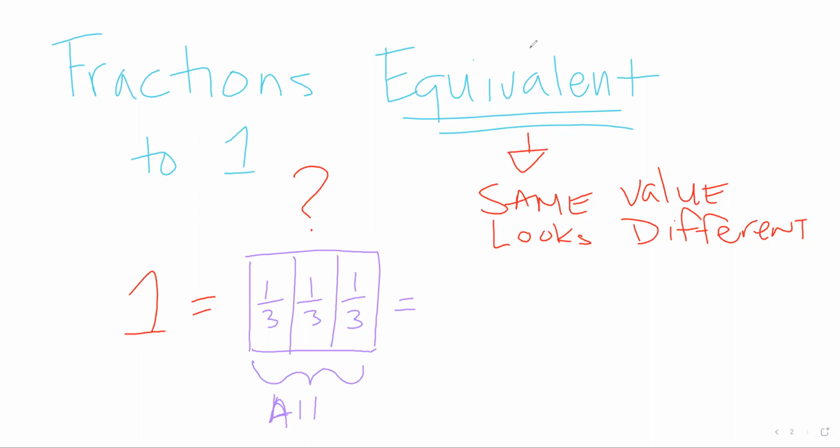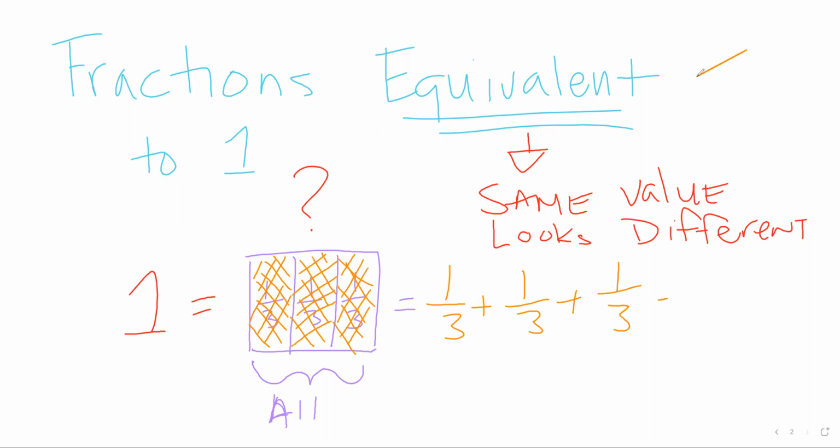So if I want all 3 of these, I need to shade in all 3 of them. So that means I have 1/3 plus 1/3, so that's 2/3, plus 1/3, which equals 3/3. So that would be true: 1/3 plus 1/3 plus 1/3 equals 3 out of 3. And what that means is that an equivalent fraction to the number 1 is 3 out of 3.